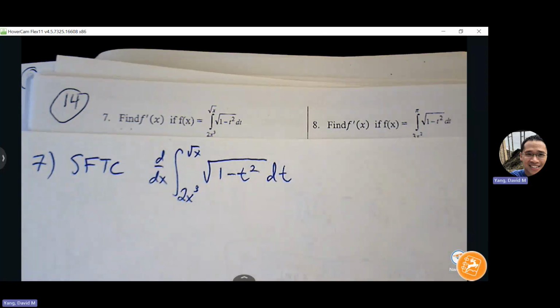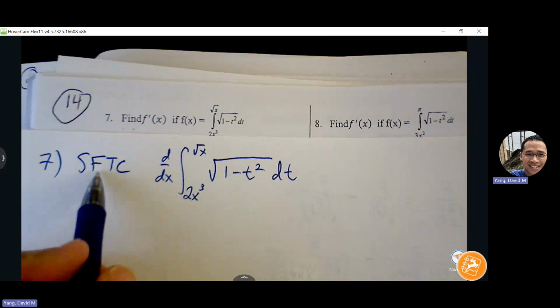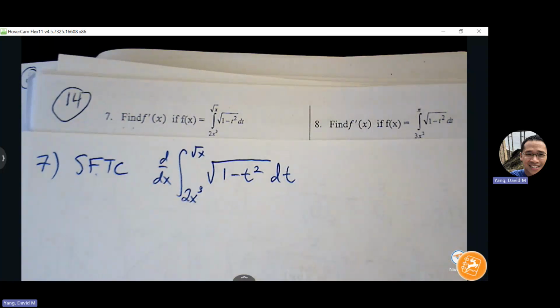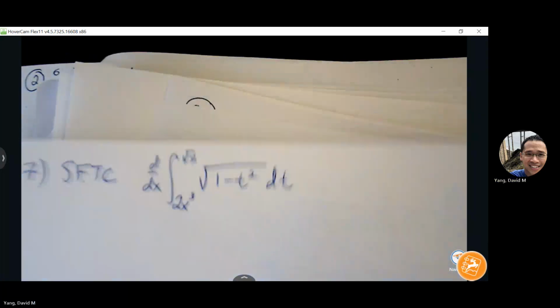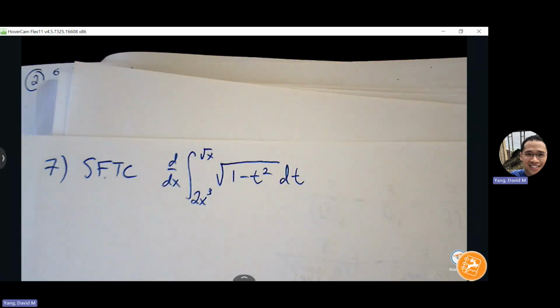What is that? SFTC thing. Second fundamental theorem of calculus. All right, so we know second theorem. We're going to just plug in our upper bound and evaluate it that way. So here's second theorem.